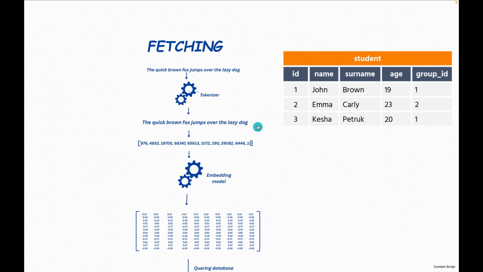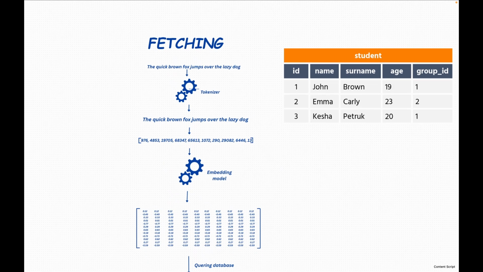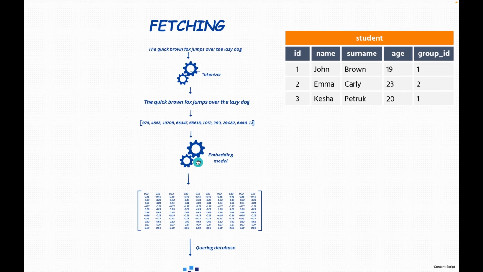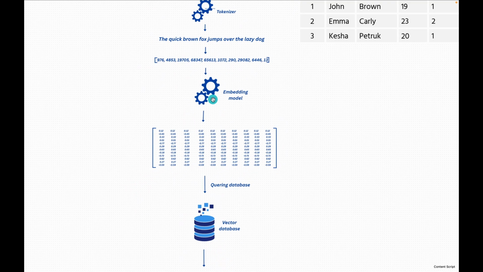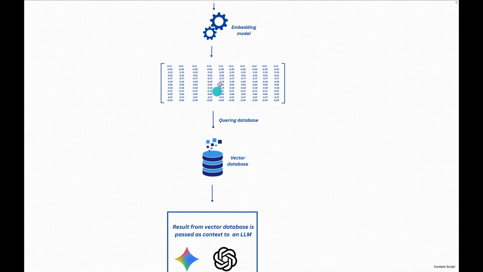Now, according to this diagram, when a query comes in, like the sentence we have here, it passes through the same process of going through a tokenizer, and then we get the tokens. Then the tokens are passed through the embedding model. Then the embedding model gives us the vector embeddings. With the vector embeddings, we can perform a similarity search against what we have in the vector database, and the most relevant ones are returned.